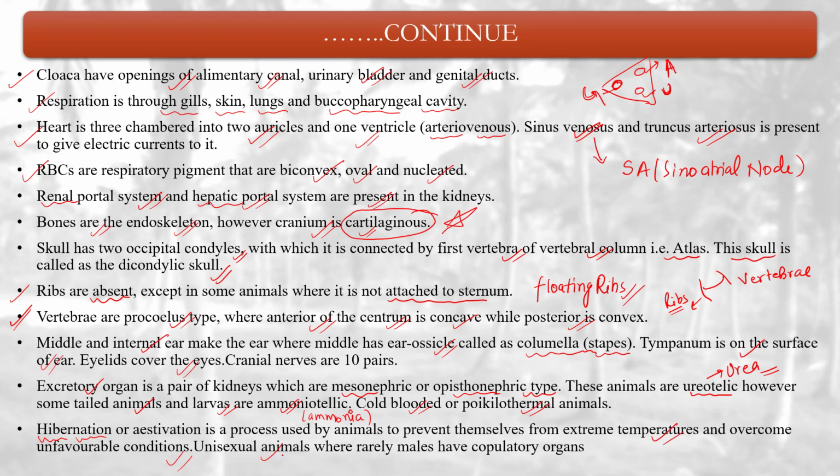Okay, unisexual animals where rarely males have copulatory organs. They are unisexual, and males don't usually have copulatory organs. So the terms hibernation or estivation are very clear. They are very common terms. Okay. So in this slide, you got to know different features of the amphibians. Please revise them again and again, especially my marked ones, so that you could answer the difficult questions.